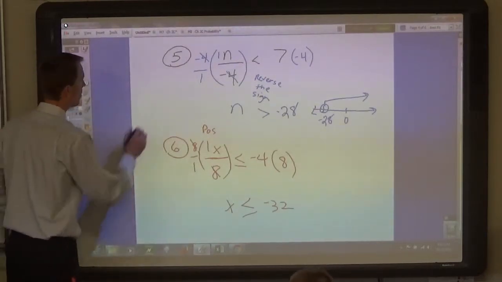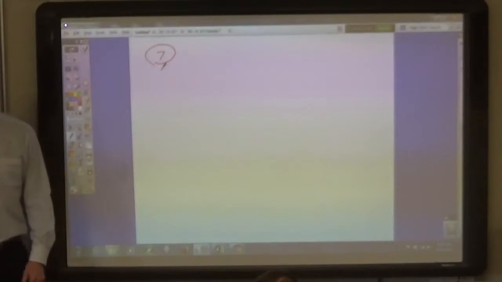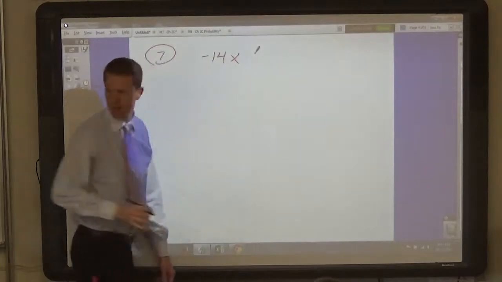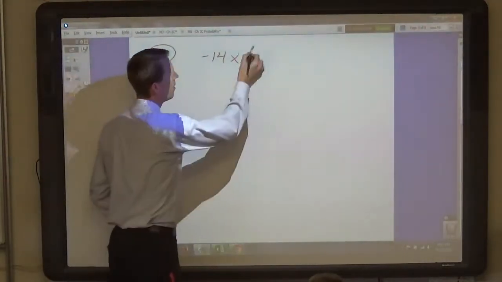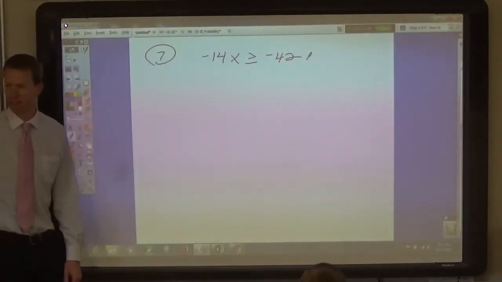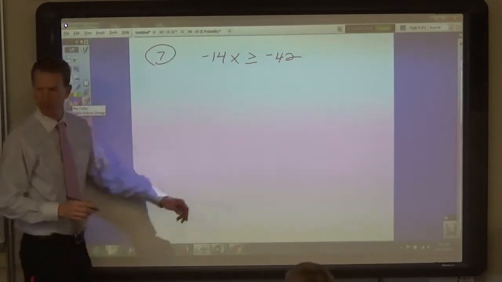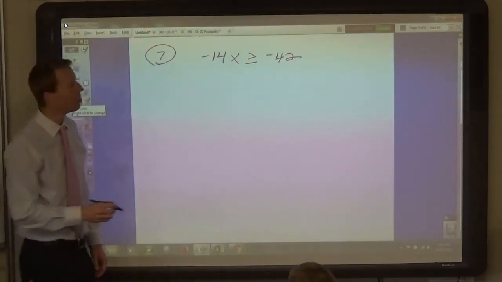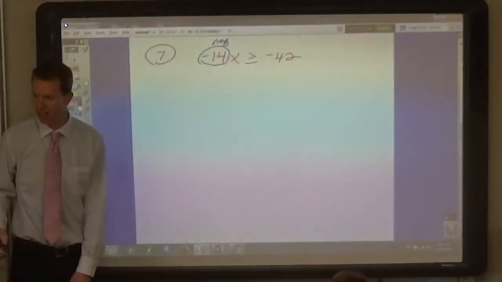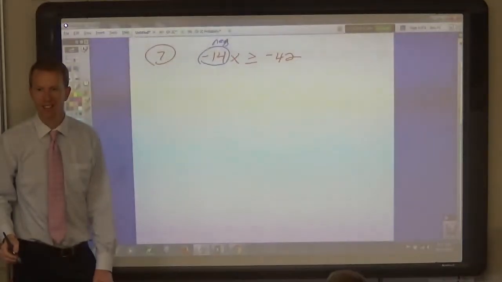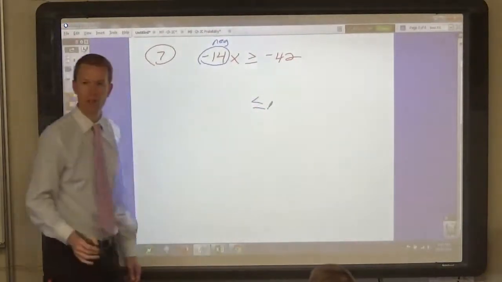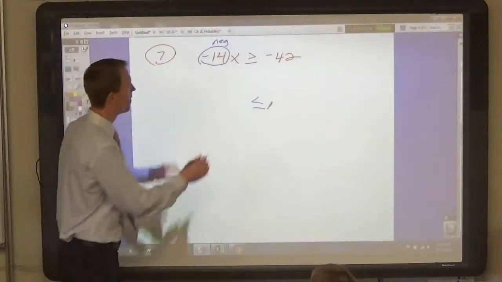Number 7. -14x is greater than or equal to -42. What's the coefficient, Reese? Good. -14. Negative. What do we have to do with the sign? Jordan? We have to reverse it. Why? Because it's negative. Because what's negative? The coefficient. Good, the coefficient is negative.